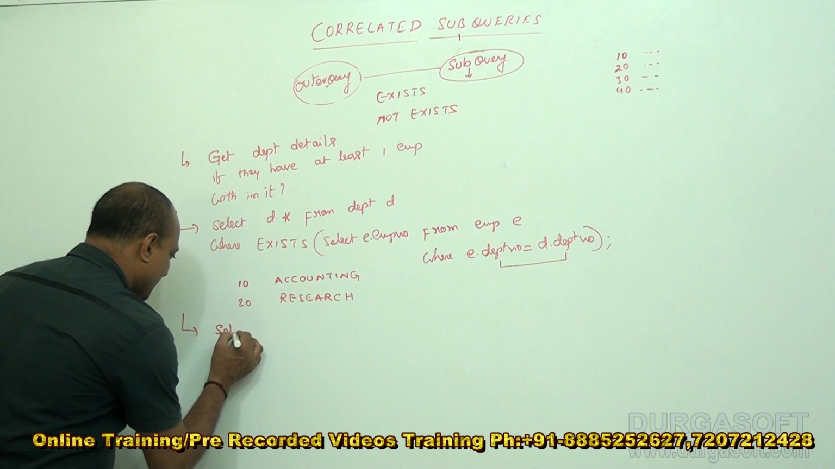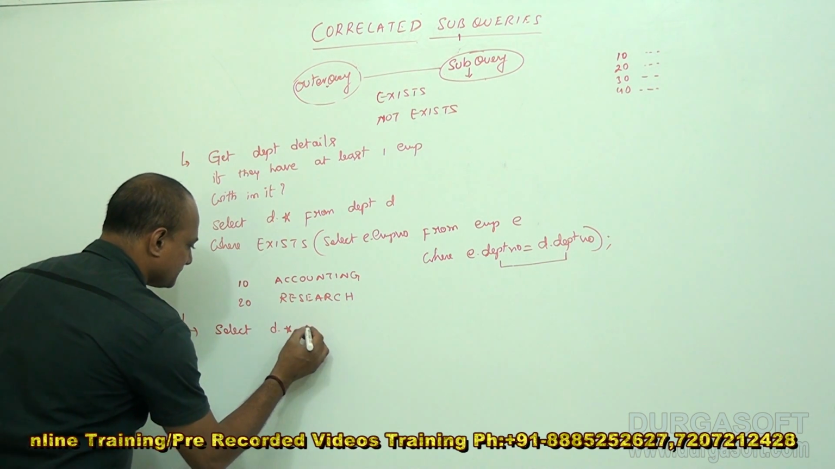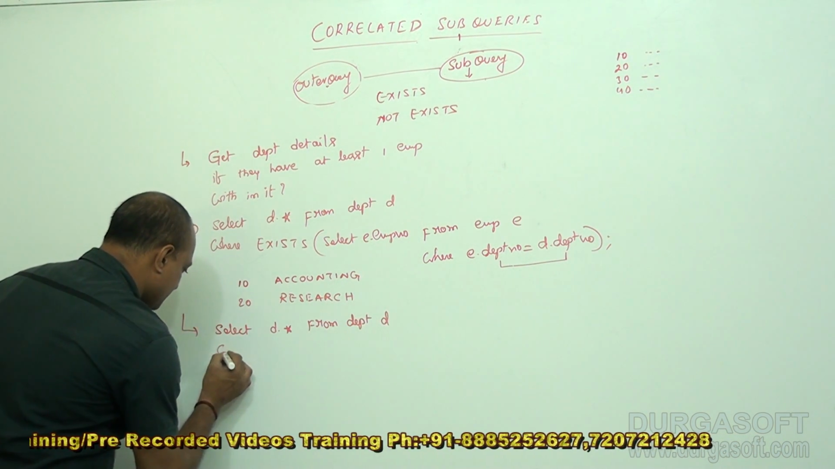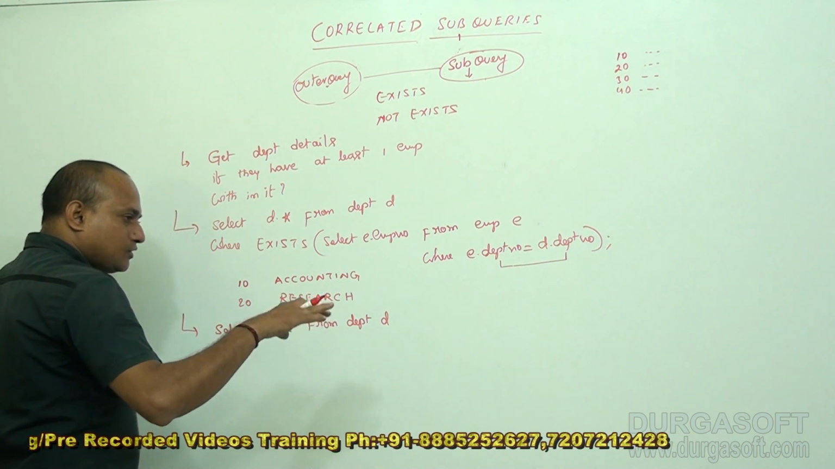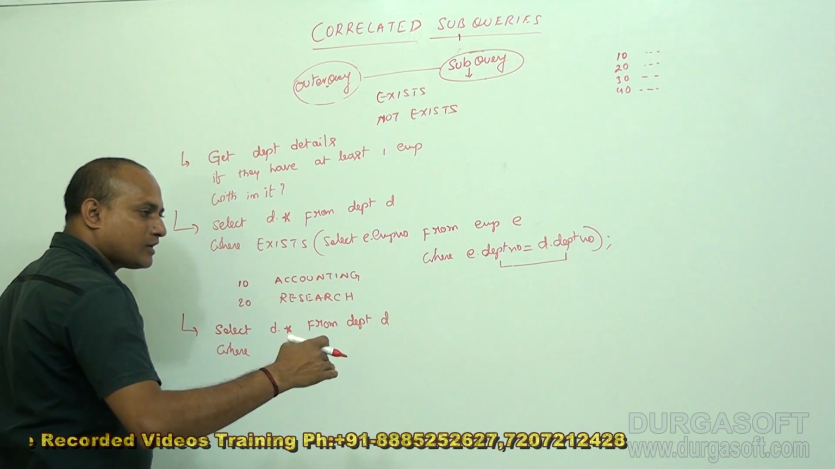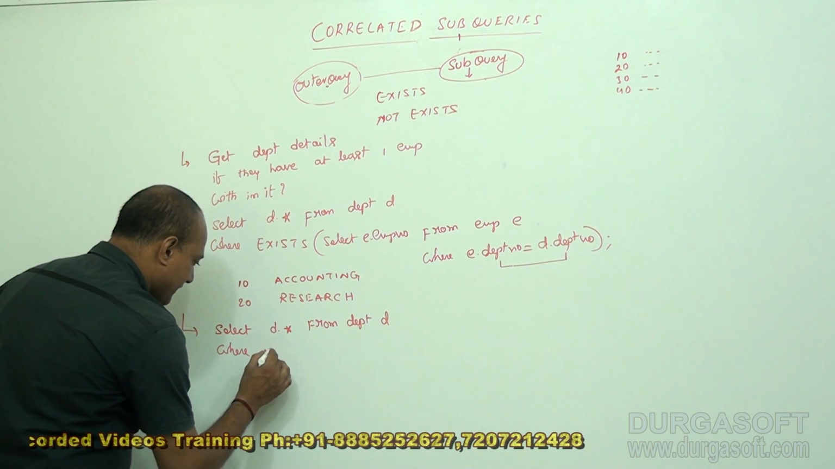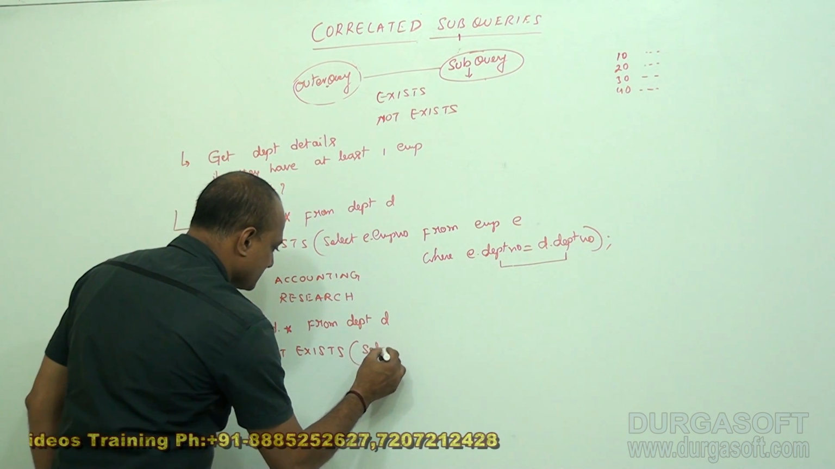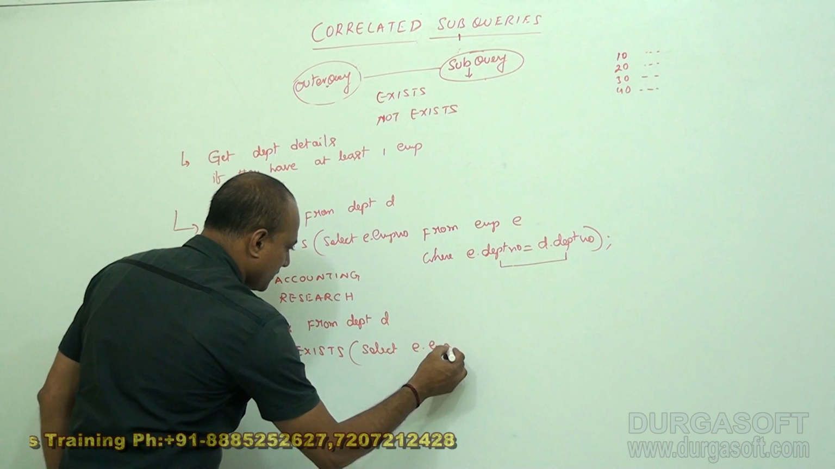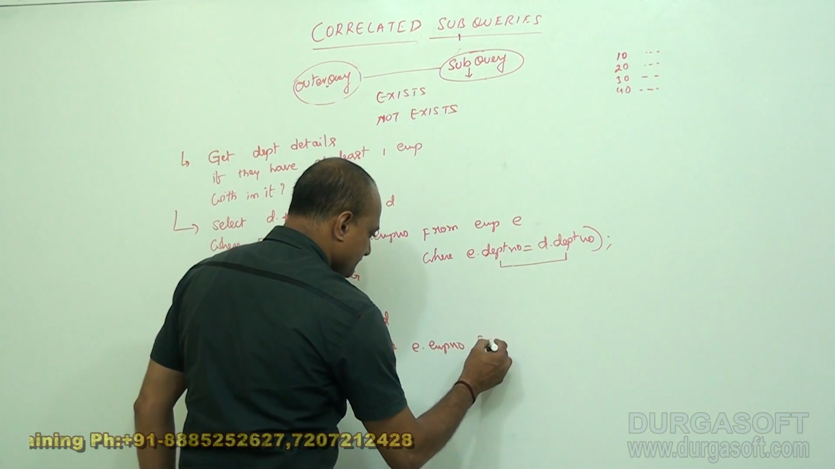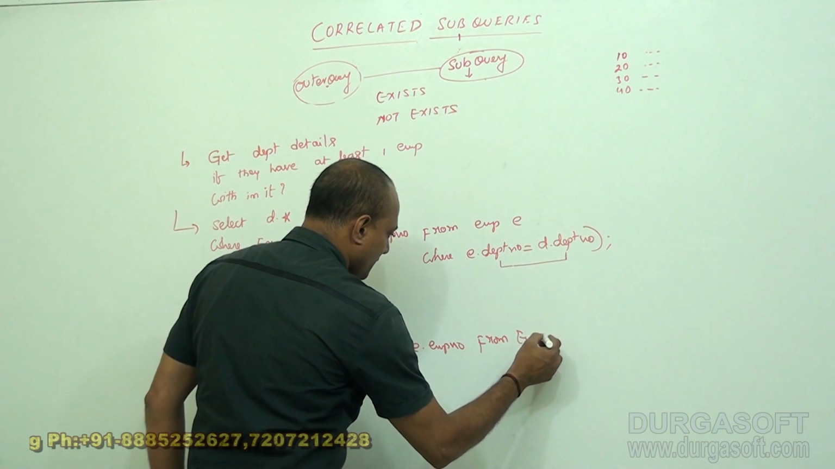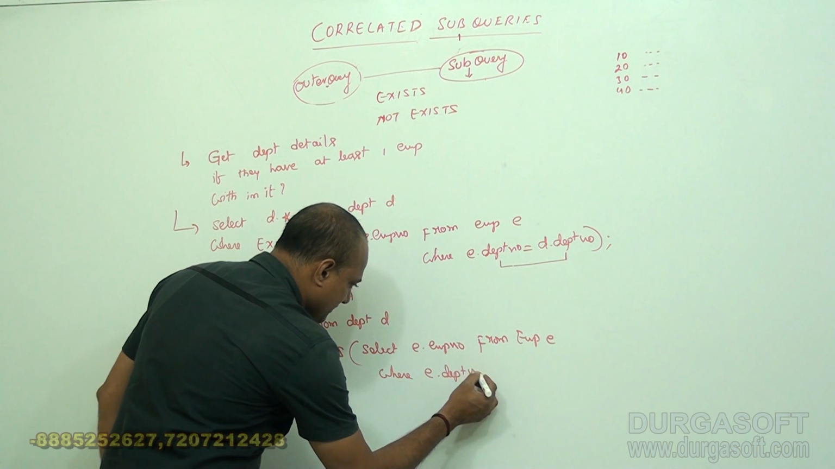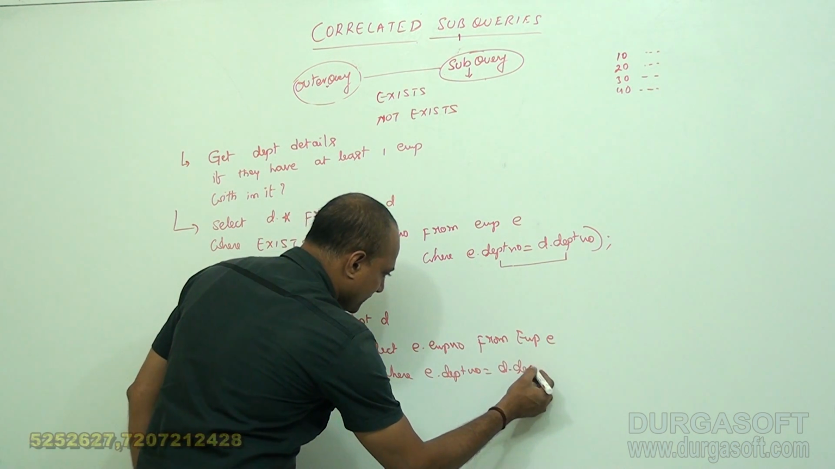See, select the same query, D dot star from DEPT D where... no employees at all means not existed any employee. So where not exists, and here select E dot EMPNO from EMP E where E dot department number is equal to D dot department number.